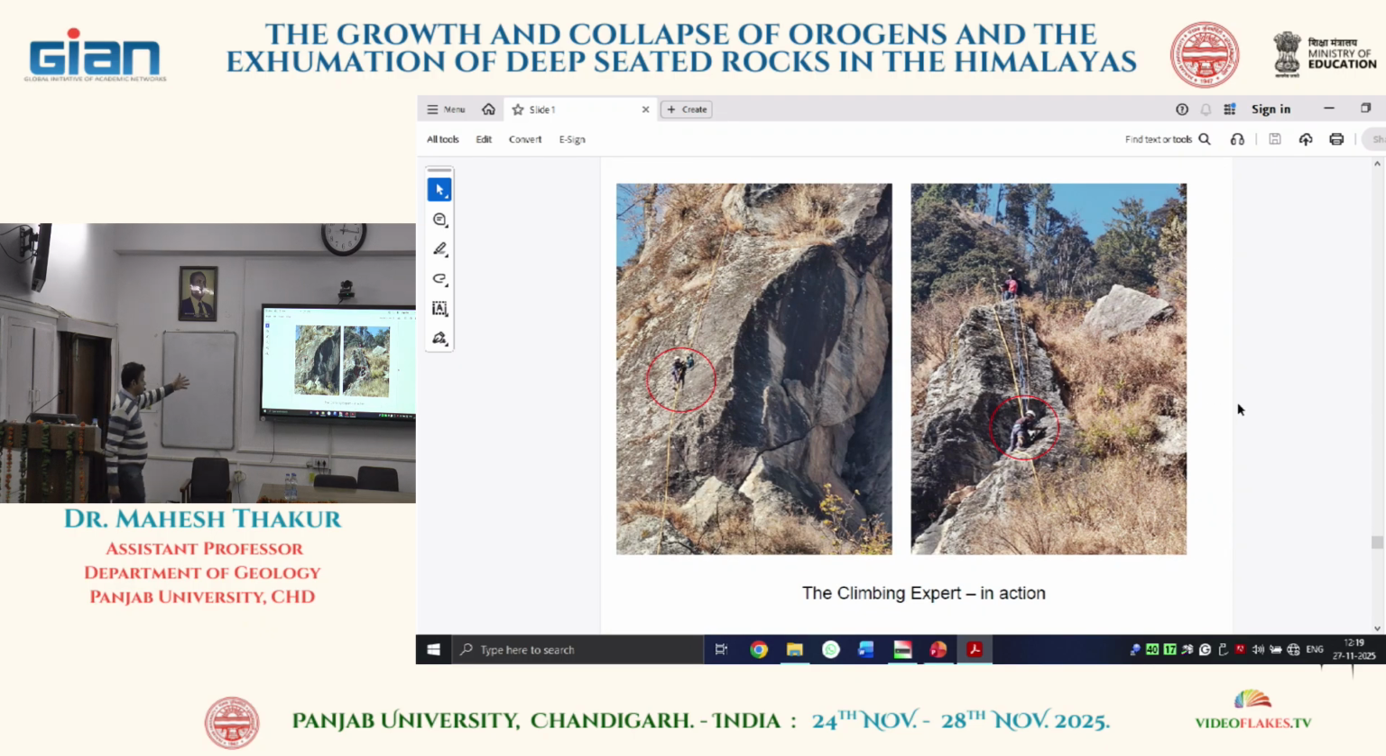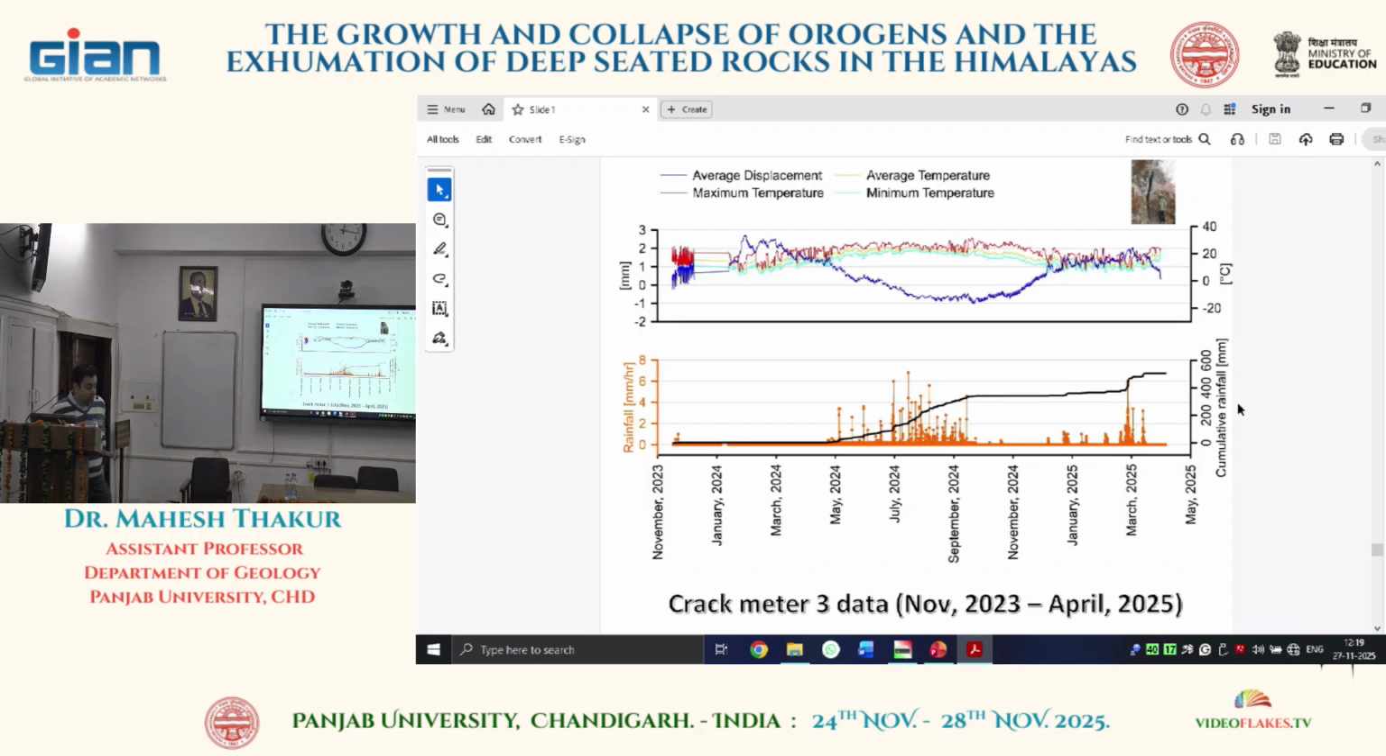The installation was not very easy. We had two ropes, one for safety and the other like rock climbing ropes, when the engineer had to drill inside. Also, I think a mountain lion comes in this area at night, and my student was camping here for 10 to 15 days. So this is the data which we got from the sensors.